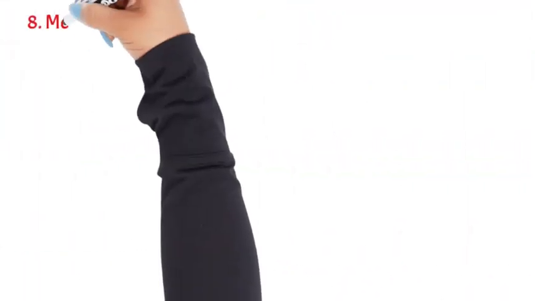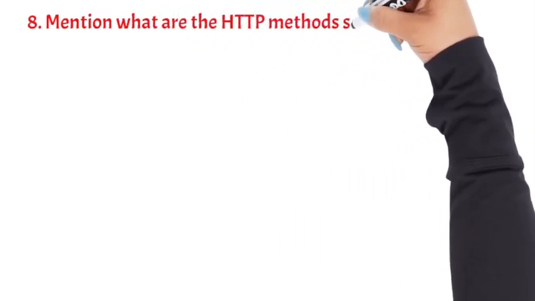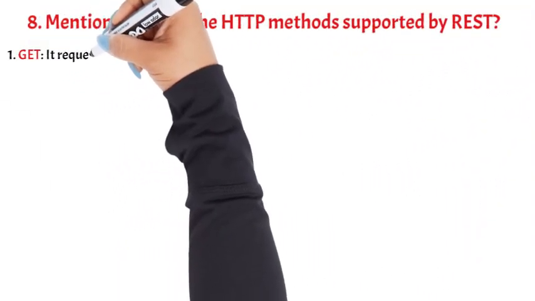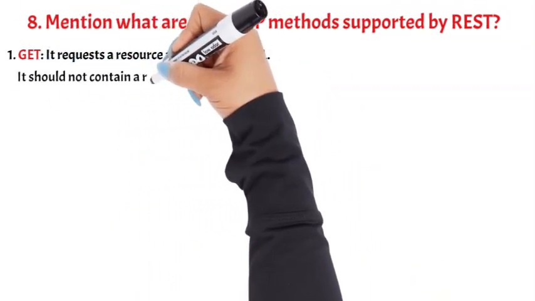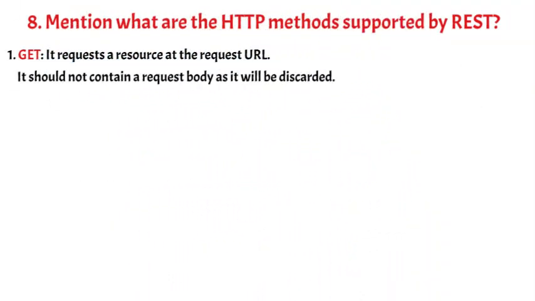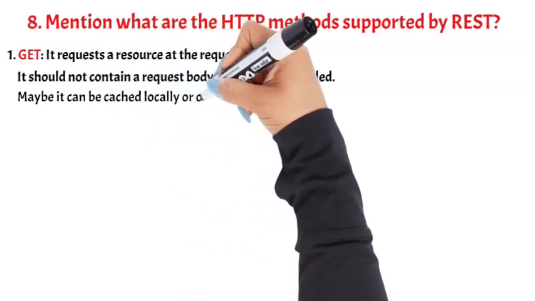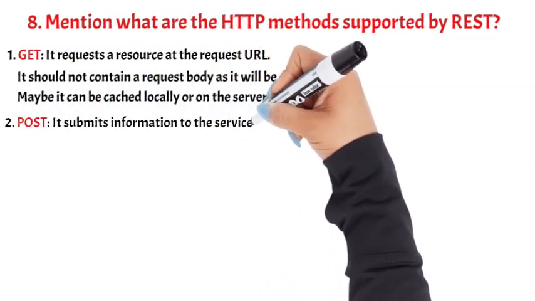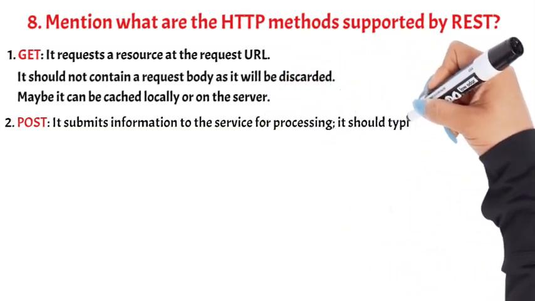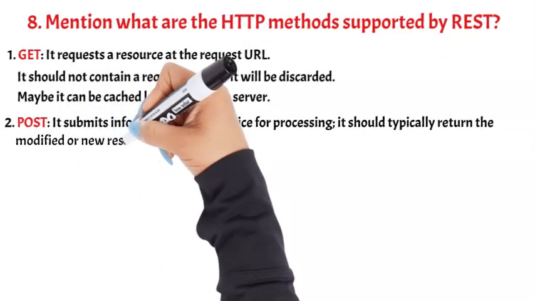8. Mention what are the HTTP methods supported by REST. 1. GET. It requests a resource at the request URL. It should not contain a request body as it will be discarded. Maybe it can be cached locally or on the server. POST. It submits information to the service for processing. It should typically return the modified or new resource.